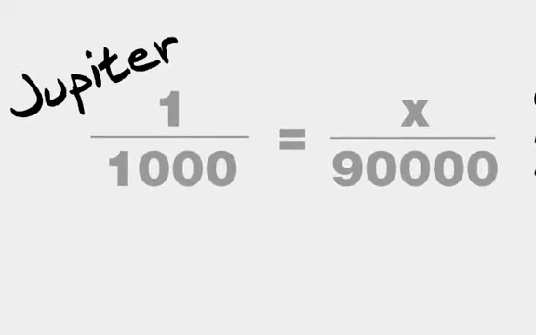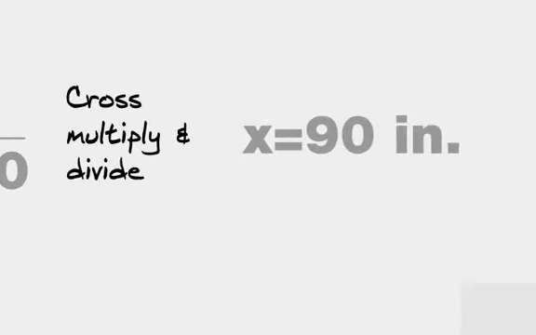Jupiter. Why don't you try to do Jupiter? 1 inch represents 1,000 miles, and Jupiter is 90,000 miles in diameter. So, how do you find x? Well, easy way. How do you go from 1,000 to 90,000? Times 90. Or we could cross multiply and divide, and we get that x is 90 inches.